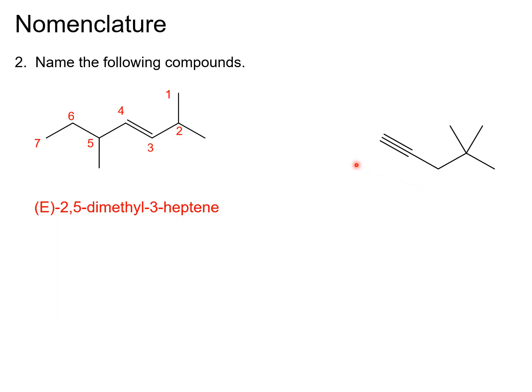So here again, I'm looking for my longest chain. This is going to be 5 carbons. My alkyne is on position 1. I have 2 methyl groups on position 4. So when I put that together, 4,4-dimethyl-1-pentyne.